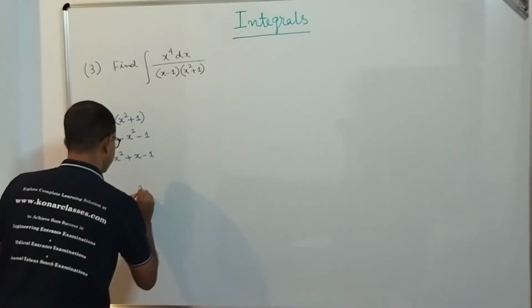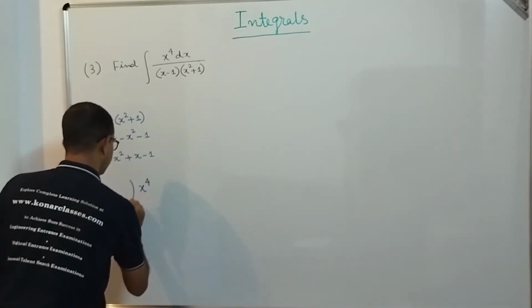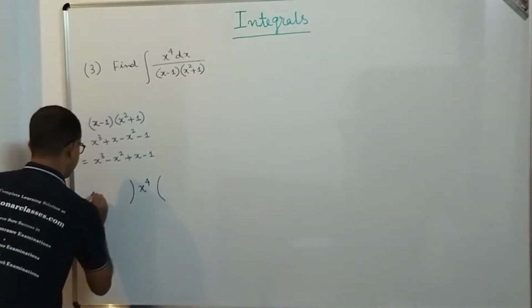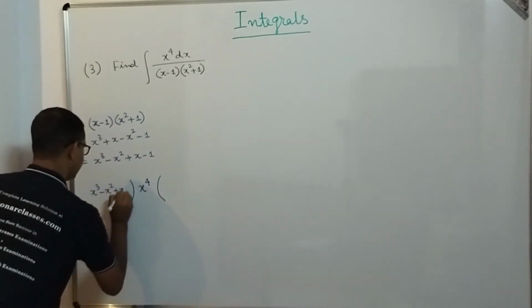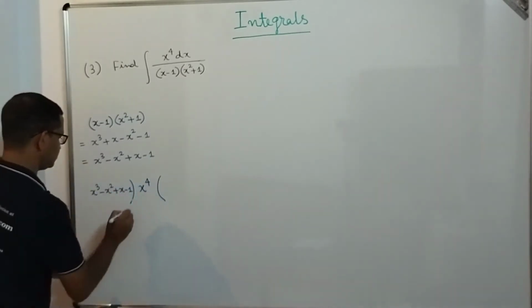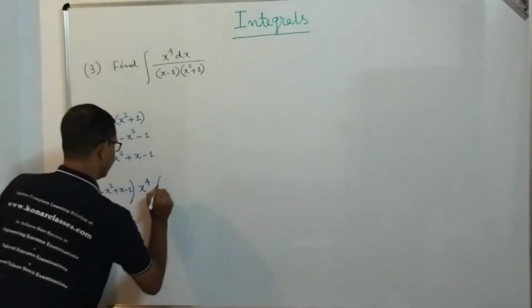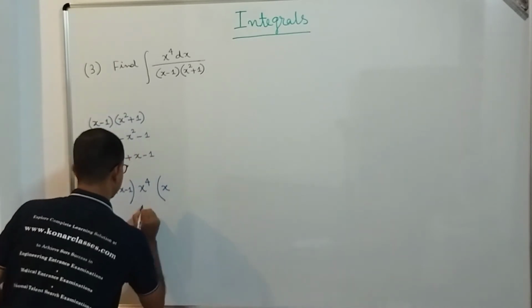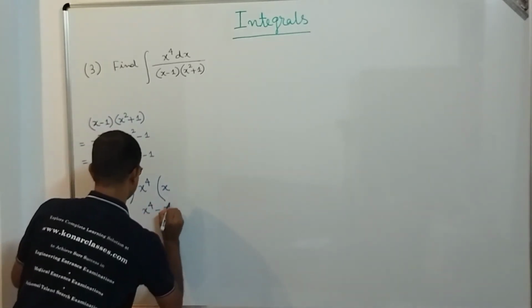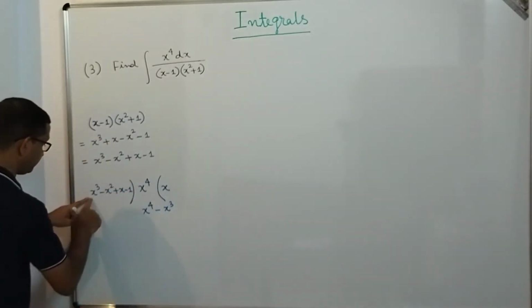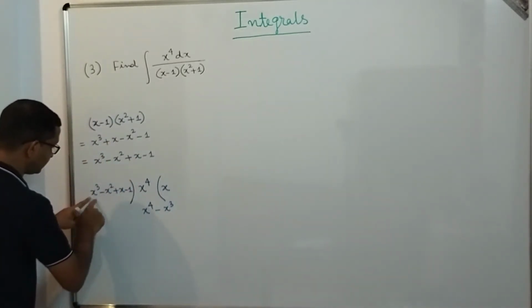So if you divide, what we are going to get, x to the power 4 with x cube minus x square plus x minus 1. So what should we get first? First it should be x here, and what we get here is x to the power 4 minus x to the power 3, because x will be multiplied with each and every term of this expression.